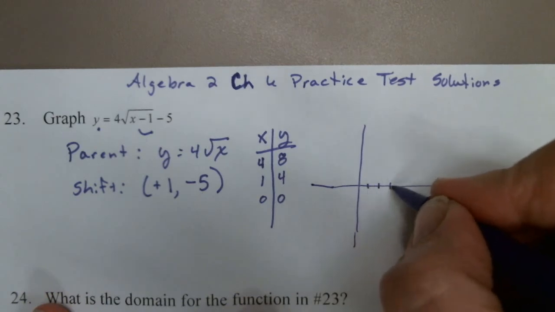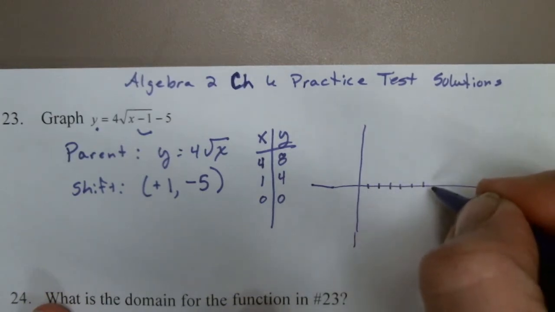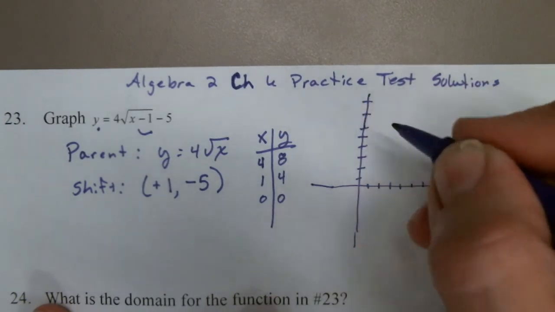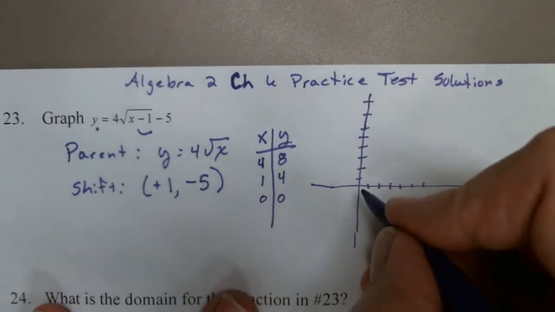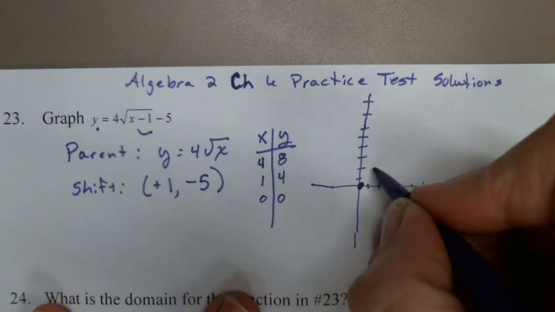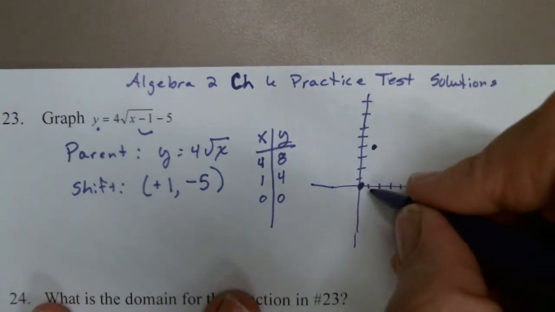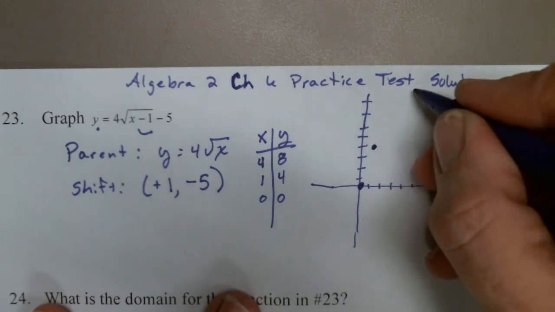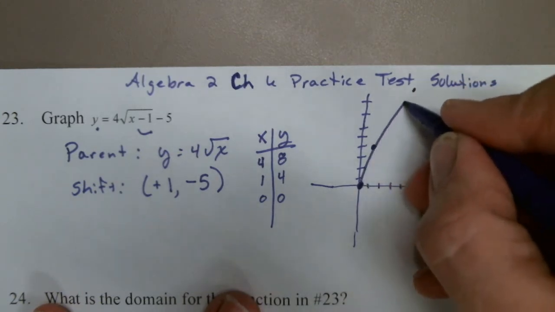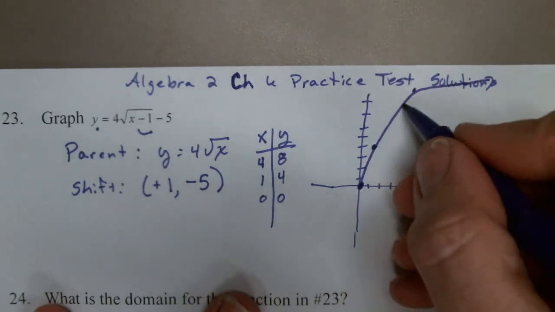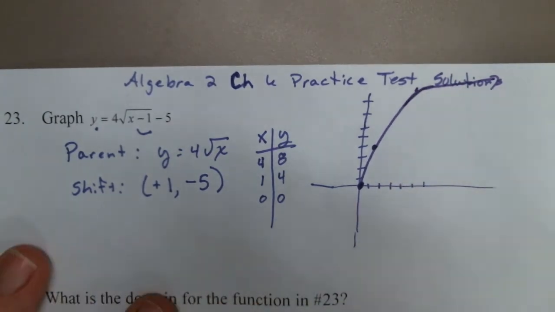So 1, 2, 3, 4, 5, 6. Okay, 1, 2, 3, 4, 5, 6, 7, 8. So 0, 0 is here. 1, 4. And 4, 8. Well, it's way up there. Alright, we won't have a turn like that. It's kind of a swoosh.